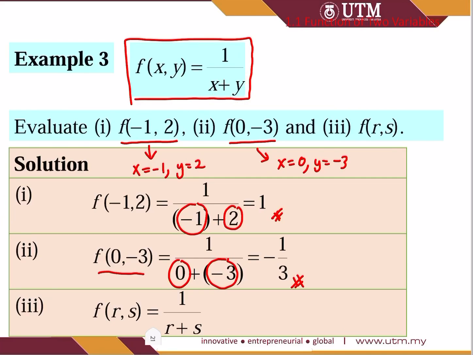Next, for f(r, s), still x equal to r and y equal to s. We just replace x with r and y with s. So the final answer is 1 over r plus s.